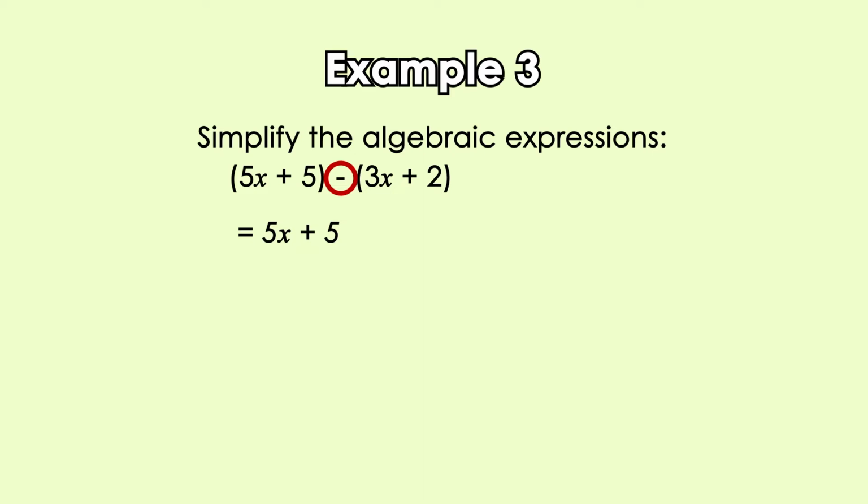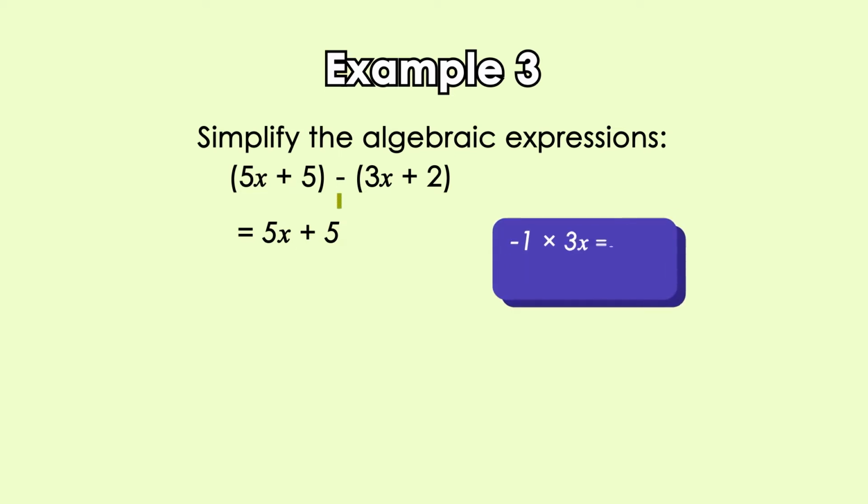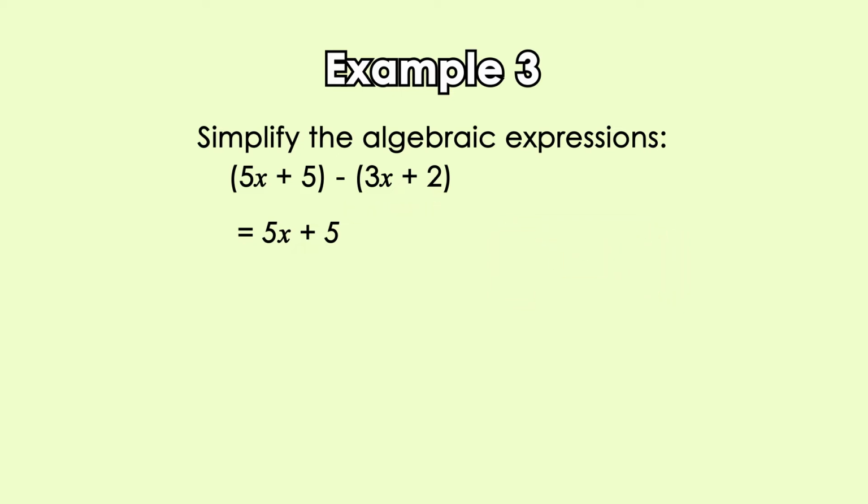When the sign in front of a bracket is negative, we must distribute the negative sign to each term within the bracket. We are going to multiply each term in the second bracket by -1. -1 times 3x equals -3x. -1 times +2 equals -2. So, we get 5x plus 5 minus 3x minus 2.